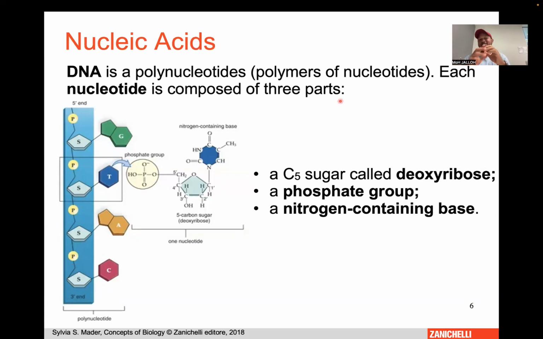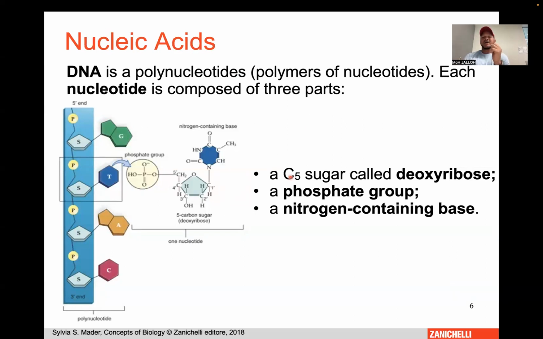We have the DNA. The DNA is a polynucleotide, which means polymers of nucleotides. Poly means many. Mono means single. When I say polymer, it means it's joined together, like you take a small brick block and join it together, or a chain where all of them are joined together. That's what makes it polymers of nucleotides. Plenty of nucleotides joined together. Each nucleotide is composed of 3 parts, right?